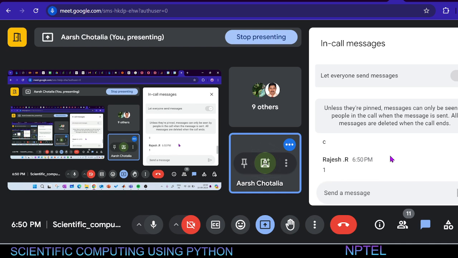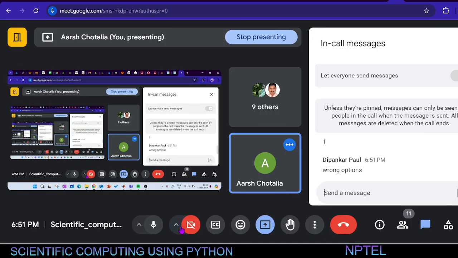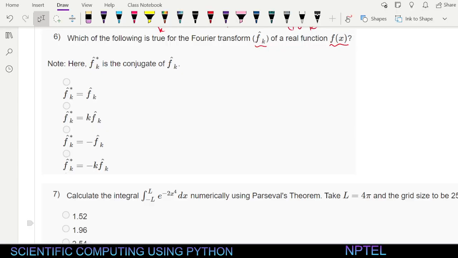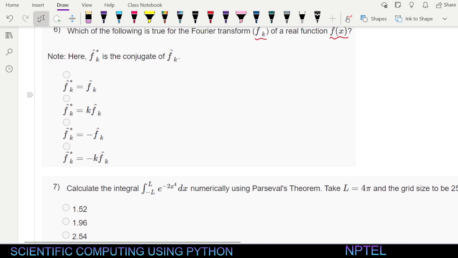1. Let me show the question again. I think this was done in the class, and the correct answer is wrong options. Yes, that's the correct answer. 2. No, 2 is not correct. The closest correct one is this one, but of course it's wrong. It should be f minus k, right? So there is some typo here.